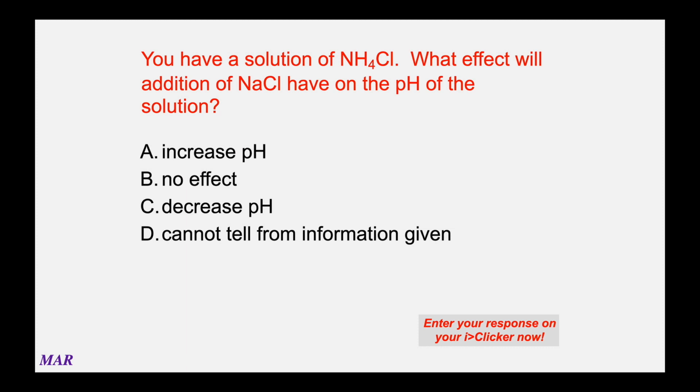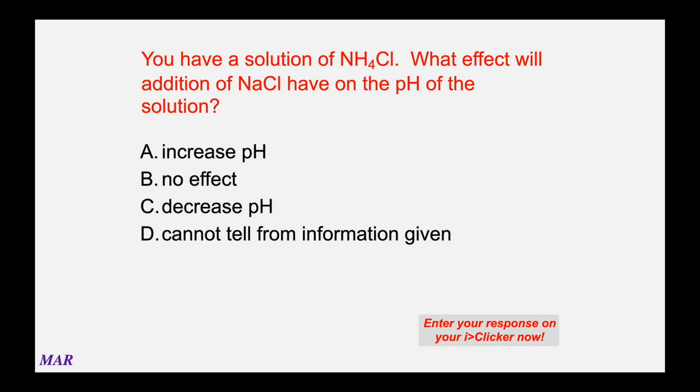Like the last problem, you can ignore the ammonium chloride, because we don't care what's going on there. We just want to know what the effect will be upon adding NaCl to the solution. Well, NaCl, you have to think about the ions. So for example, if it was ammonium chloride, ammonium is the conjugate acid of ammonia. So if we were adding ammonium, that was adding an acid, it would decrease the pH, become more acidic.